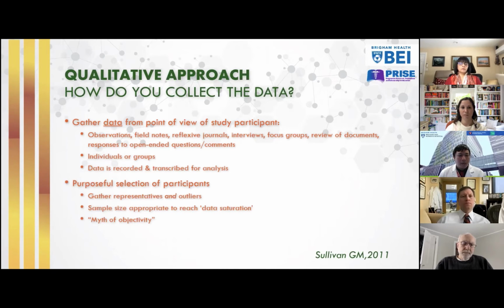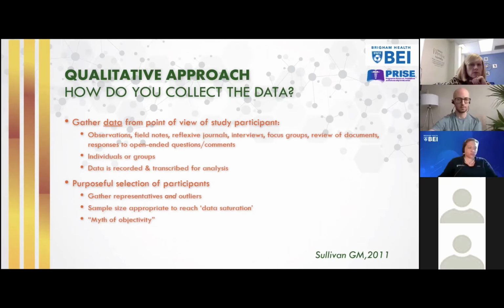What's important too is to have a scientific framework for how we select the participants. So it has to be very purposeful, so that we're not just randomly selecting, but also gathering representatives and outliers for the populations we wish to study. The sample size needs to be appropriate until we reach a point of data saturation, in which no new data or no new themes are emerging from the additional increase in the size of your population. There seems to be a myth of objectivity that may be related to this, but as we'll show you, there's really a purposeful and a very detailed way for how we do this.